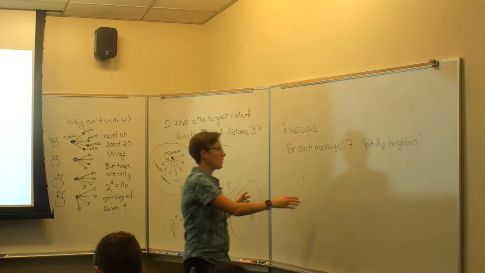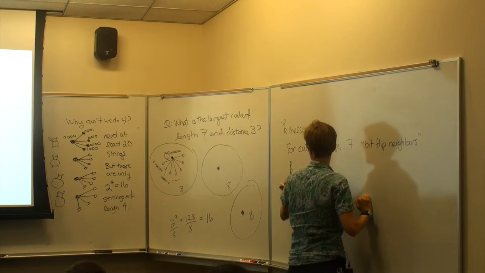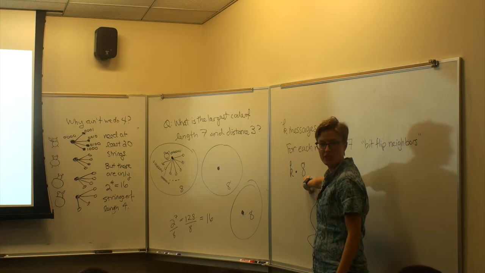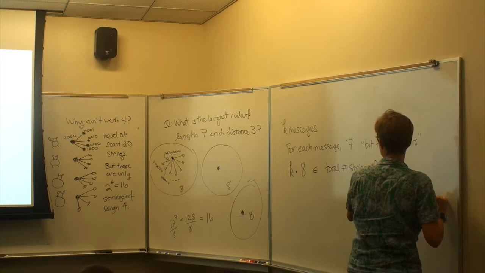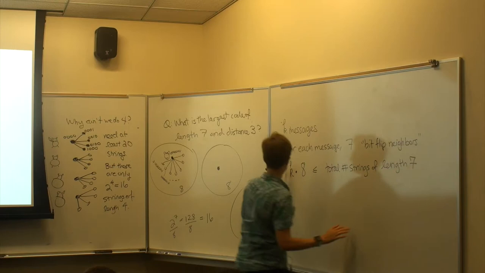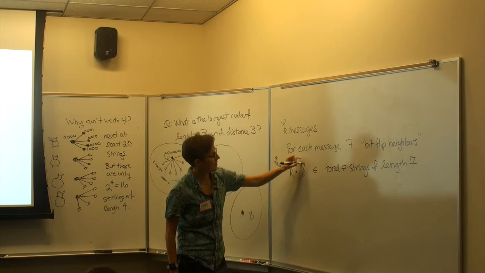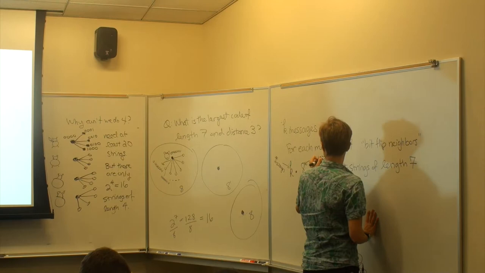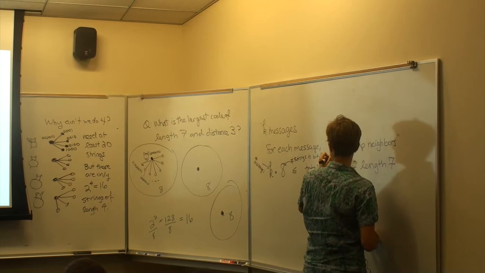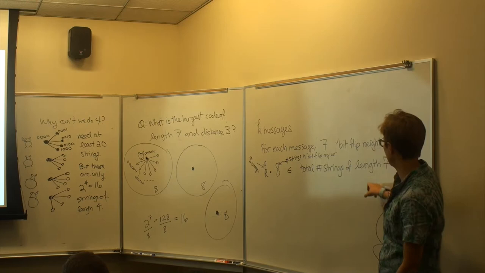So that means that k, the number of messages, times eight, the number of strings in each bit flip region, has to be less than or equal to the total number of strings of length 7. This 8 is the 7 bit flip neighbors plus the string itself, the bit flip region for each message. So k times 8 should be less than or equal to the number of strings of length 7, which is 128.